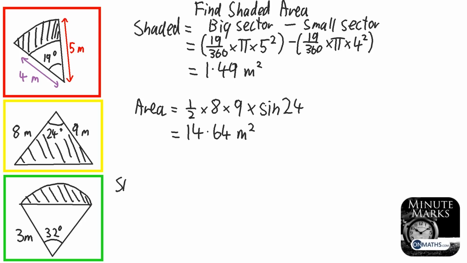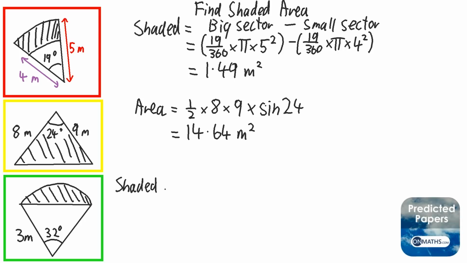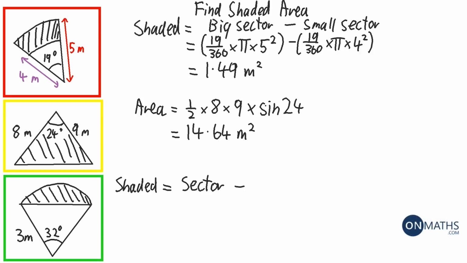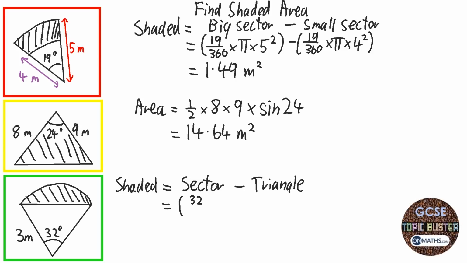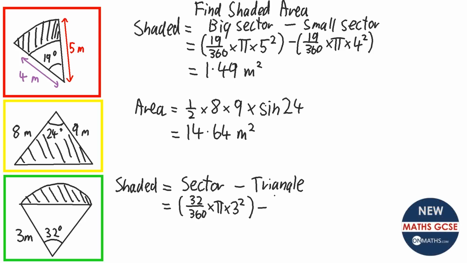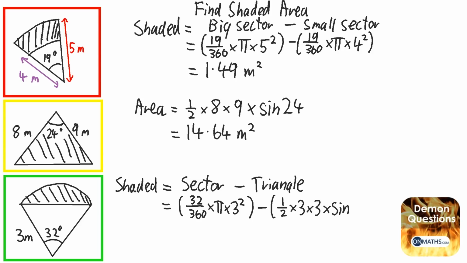Okay, so to find out shaded, it's going to be sector, take away triangle. Okay, so the sector will be 32 over 360 times pi times r squared, which is 3 squared. I'm going to take away the triangle, which is half times A, which is 3, times B, which is 3, times sine 32.